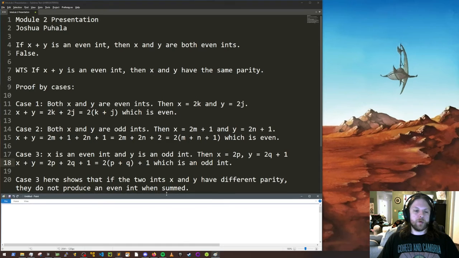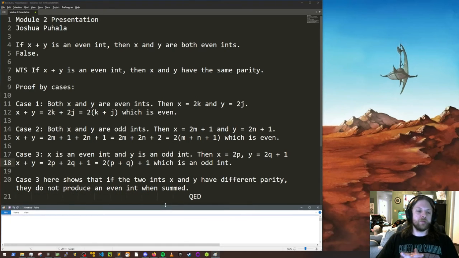So what I have here is basically the end of the proof, and it says that case 3 shows that if the two integers x and y have different parity, they do not produce an even integer when summed.